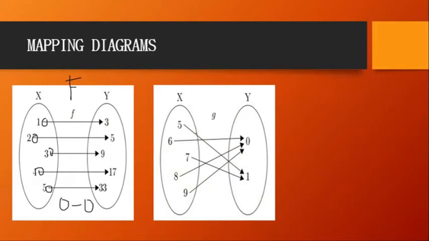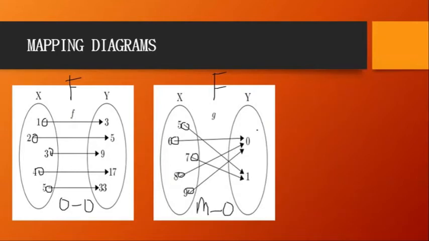Again, sundin nyo lang po yung technique na sinabi ko sa inyo. Kapag iisa ang arrow or yung starting point natin sa x, ibig sabihin this is a function. Okay, katulad nito, sa 5, isa lang yung arrow. 6, isa lang yung arrow natin. 7, isa lang din. 8, isa lang din. 9, isa lang din. So, ibig sabihin, this is a function. Okay? Specifically, this is many to 1. Ibig sabihin, many x to 1 y.